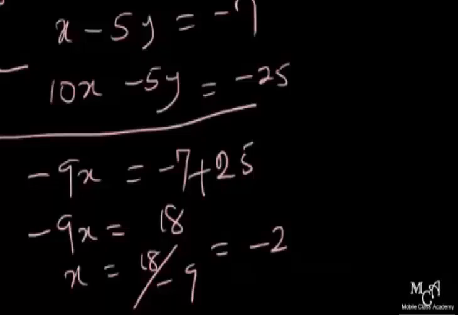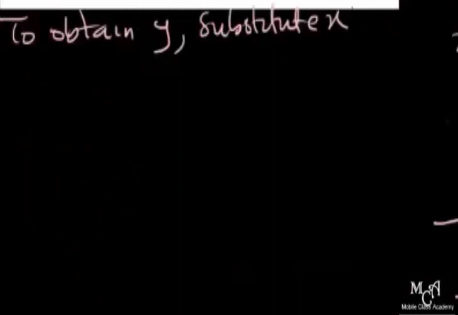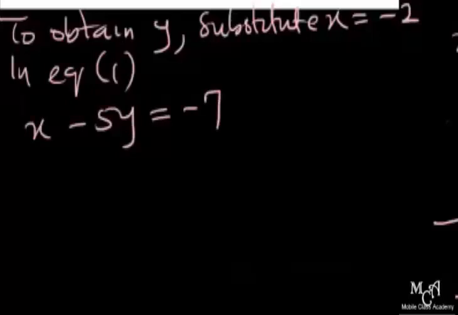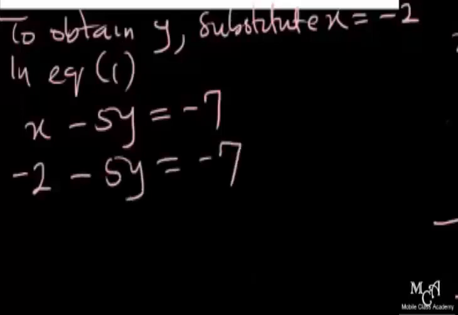Now let's get our y from what we have done. We can now get our y. Remember that if you want to get y, you substitute your x as what you got in either equation 1 or 2. To obtain y, substitute x equal to minus 2 in equation 1. So we have equation 1 is x minus 5y equal to minus 7. So I'll fix it here. I have minus 2 minus 5y equal to minus 7.